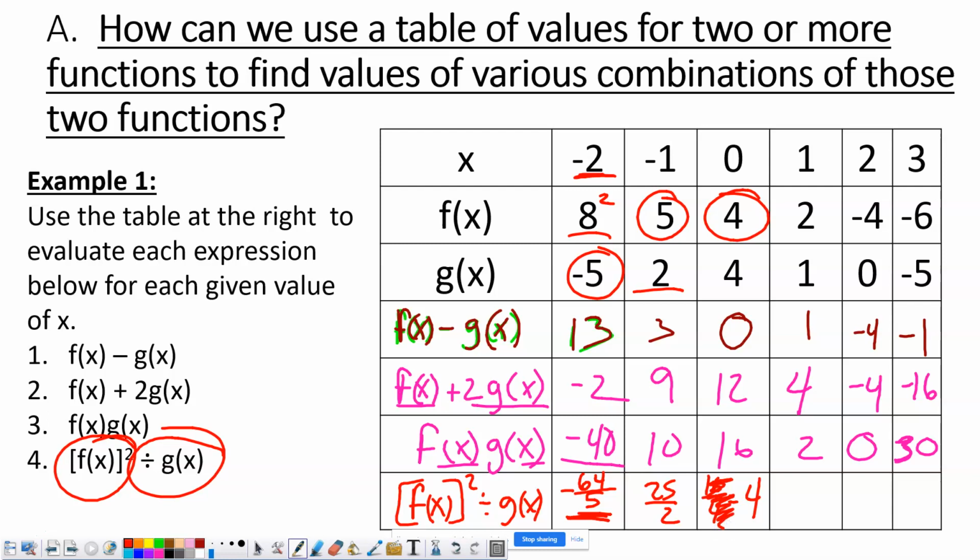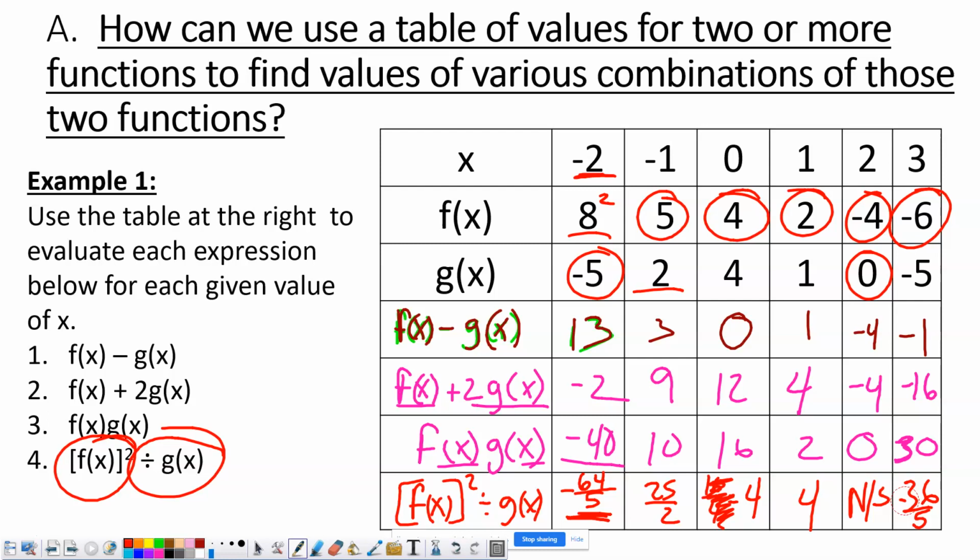It's 4. Next one. Square the f. 2 squared is 4. Divide it by 1, you get 4 again. Square the f, that's 16. Divide it by 0, that's not possible. No solution. You can't divide by 0. Next one. Square the 6, you get 36. Divide it by -5. Got your answer. All right.